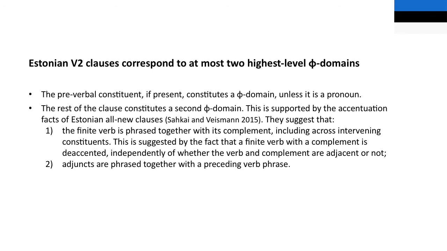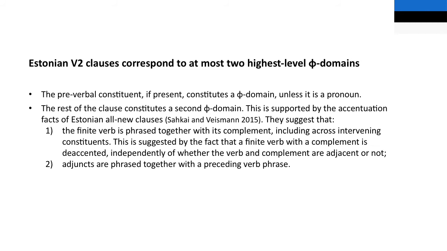Indeed, the Estonian V2 clauses can be taken to correspond to at most two highest level phi domains. The preverbal constituent, if present, constitutes one phi domain, unless it is a weak pronoun, and the rest of the clause constitutes a second phi domain. This is supported by the accentuation facts of Estonian all-new clauses. The accentuation facts suggest two things.